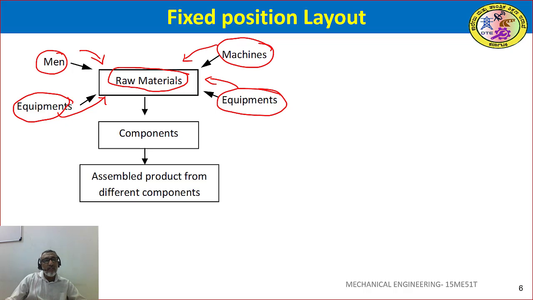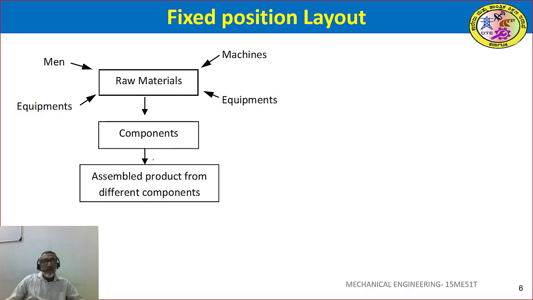So that means all the components or all the elements which are required for processing are moved to this site. And then finally we'll have the component which is built, and finally we'll have the assembled product which will be there in its own place. So this is the product layout. This is the fixed position layout. But we have to note some important things.